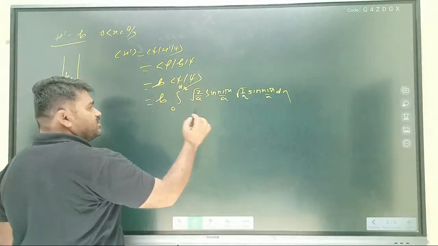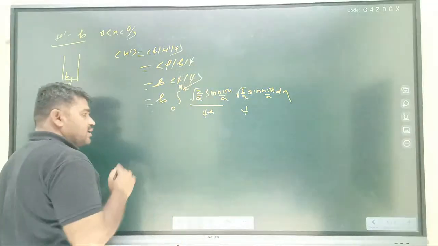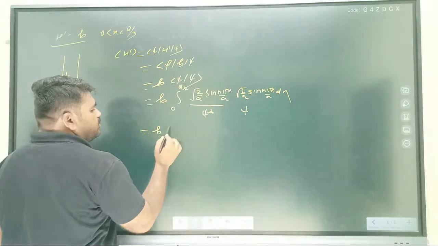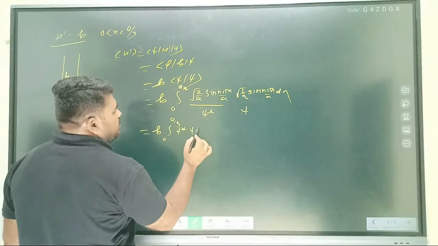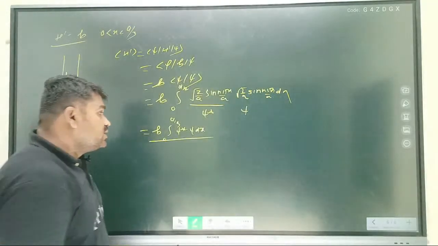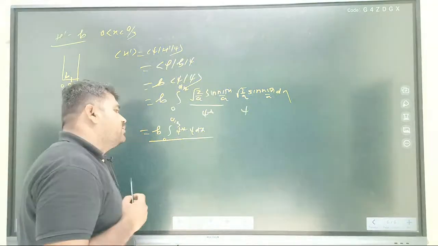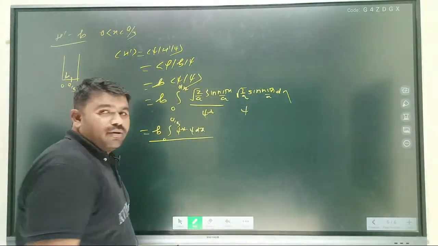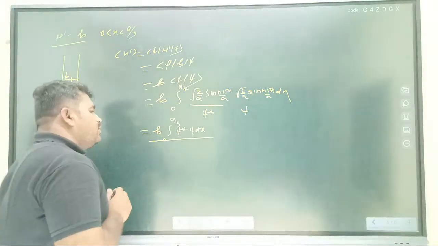Now this part is nothing but psi star, this part is nothing but psi, which means this is equal to the integral from 0 to a by 3 of psi star psi dx. Psi star psi dx is nothing but probability. This is the formula for probability, in the region 0 to a by 3.